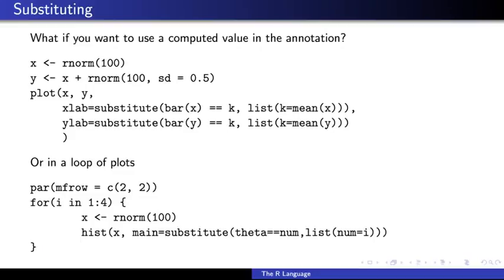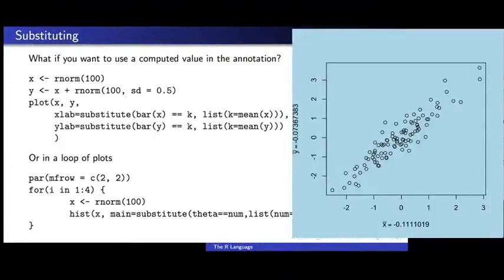So here I'm saying that bar of x, so this is going to be x bar, is equal to k. And then for k, I pass the list k equal to the mean of x. And similarly for the y label, I say bar of y, or y bar, is equal to k, where in this case k is equal to the mean of y. So now what substitute is going to do is take k and substitute in the actual value of the mean of x for the x label and the mean of y for the y label. And so when I call this plot and direct it towards the plot window, on my y label and my x label, I'm going to have the mean of each of those dimensions.